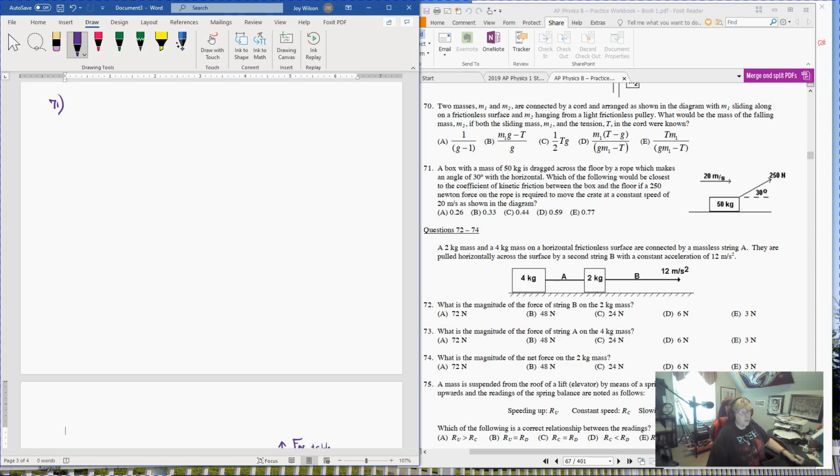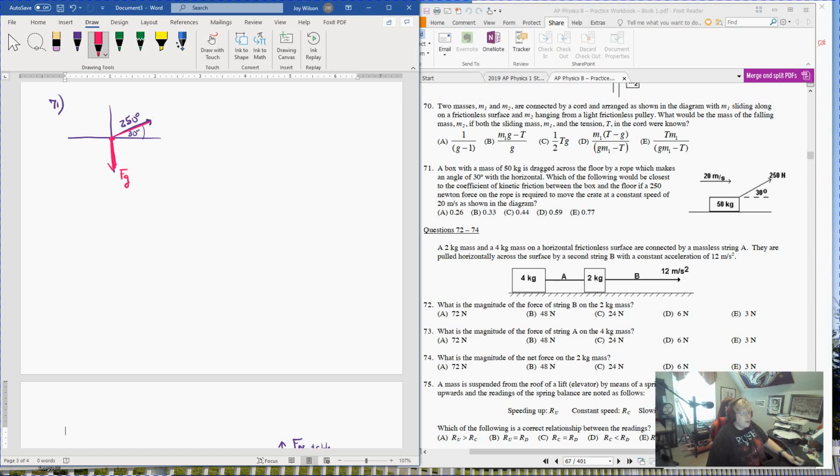Okay, so here's what we know. Start with our free body diagram. Here's our graph. So we have a free body diagram of, this is 250, and the angle is 30 degrees. I also have a force due to gravity that is straight down.